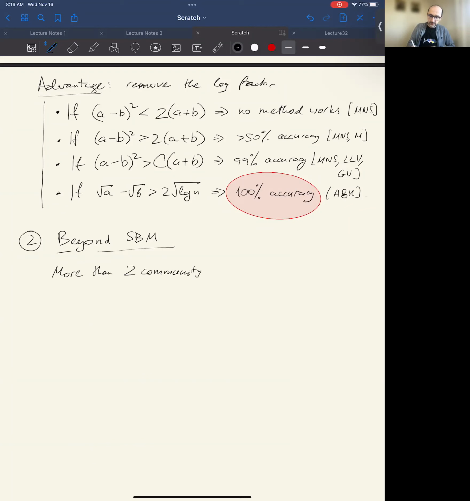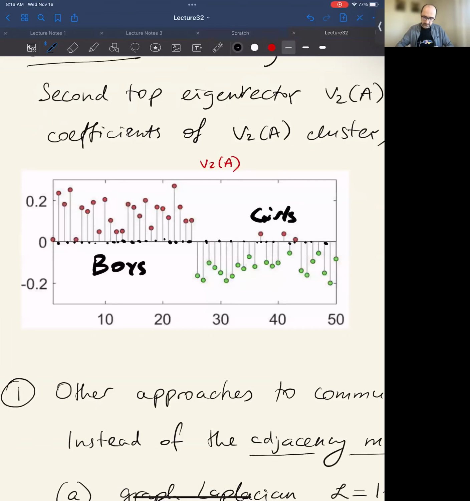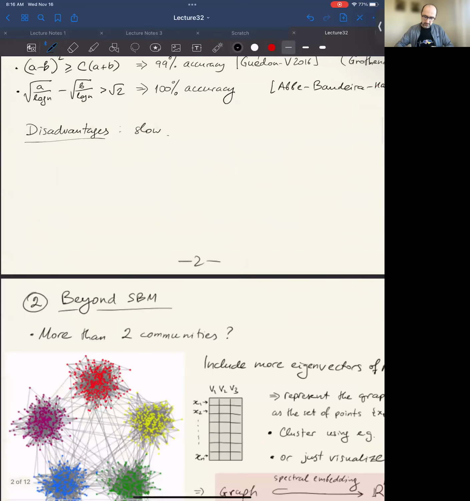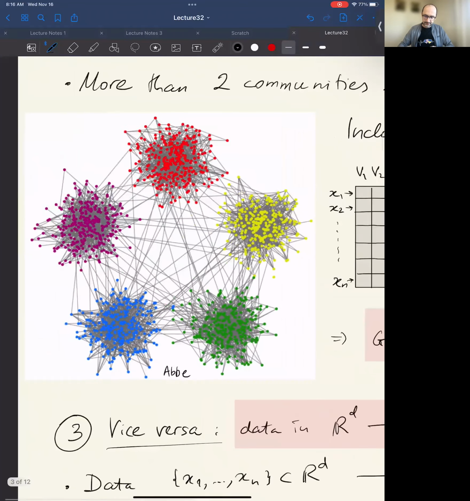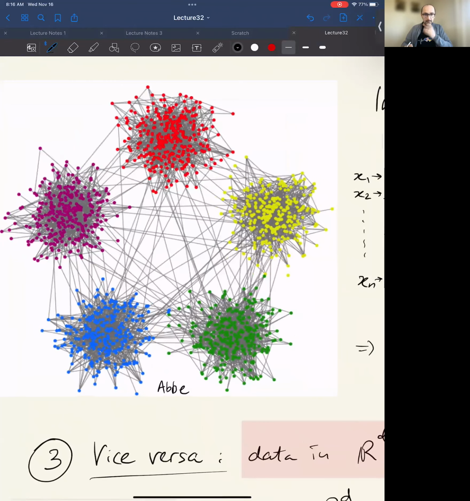Not just boys and girls. Allow more than 2 communities. For example, like this. Let me show you. Something like this. Here is a model with 5 communities. And the stochastic block model is very flexible.